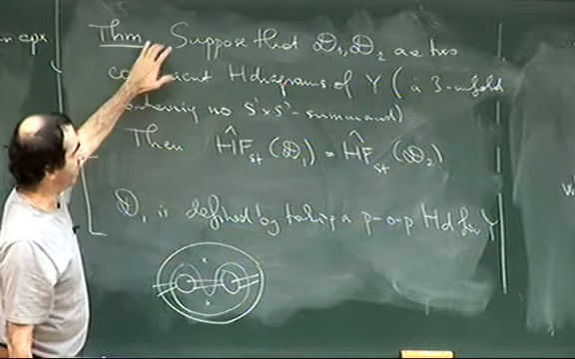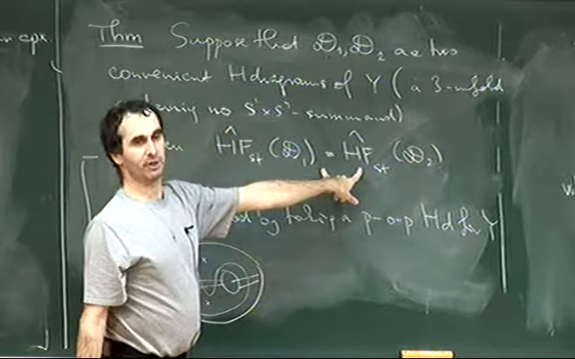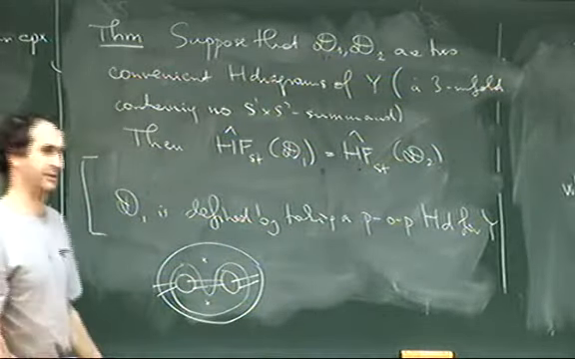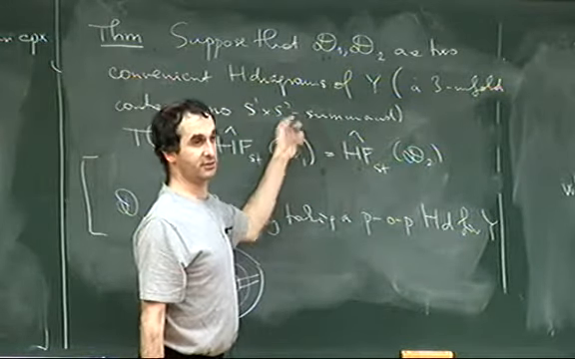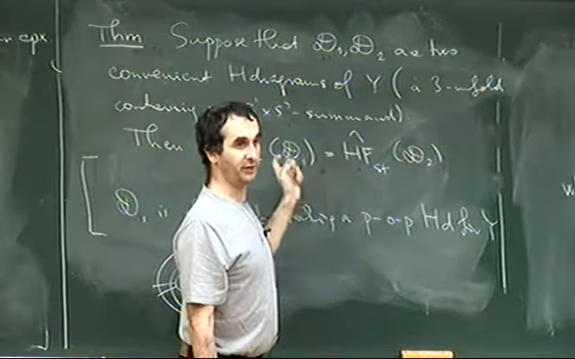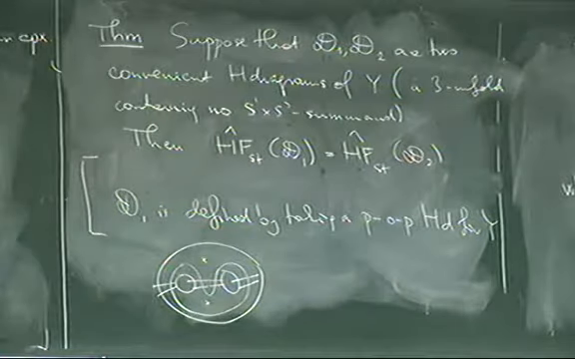And the statement is that if we have two convenient ones, then this stable Heegaard Floer homology is the same. And of course, every three-manifold with no S1 cross S2 summand has convenient Heegaard diagrams. So this is really a diffeomorphism invariant of the three-manifold. So how do we prove such a statement?